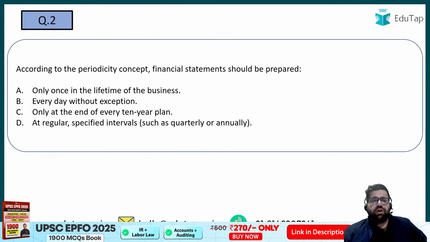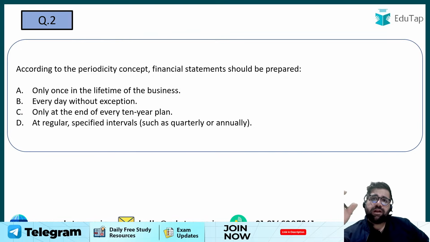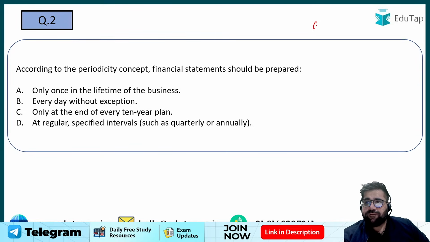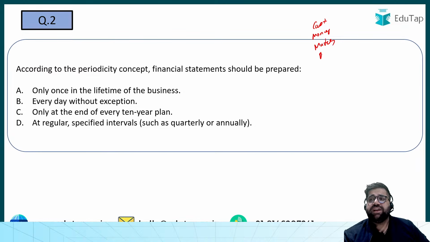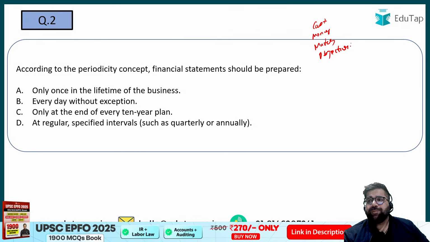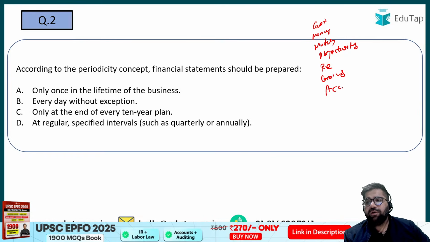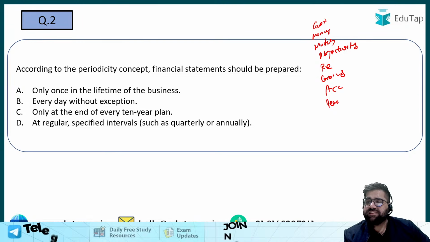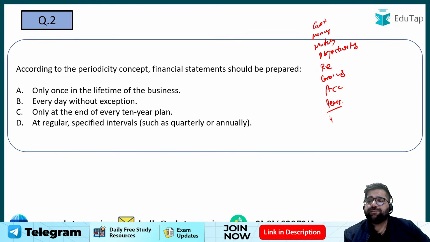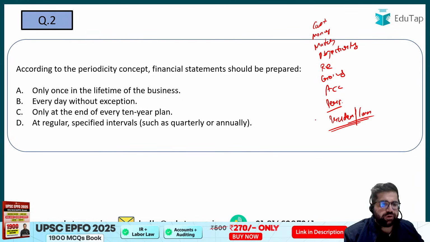Next question. Question number 2. According to the periodicity concept, financial statements should be prepared. Now see, there are multiple accounting principles. You have cost principle, you have money measurement, you have materiality, you have objectivity, right? You have revenue recognition, you have going concern, you have accrual, you have periodicity concept, you have my favorite, which is prudence. Prudence is also known as conservatism, right? So these are multiple principles. I hope you all are able to recall them.